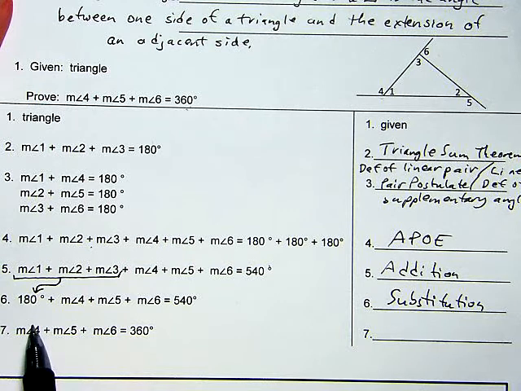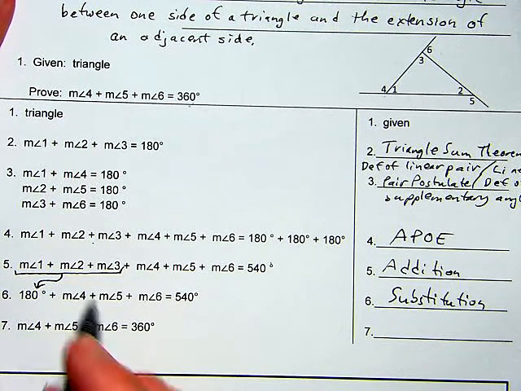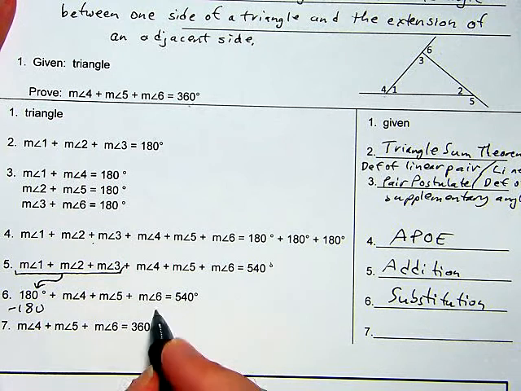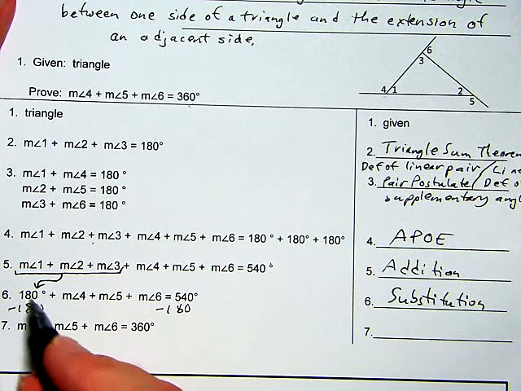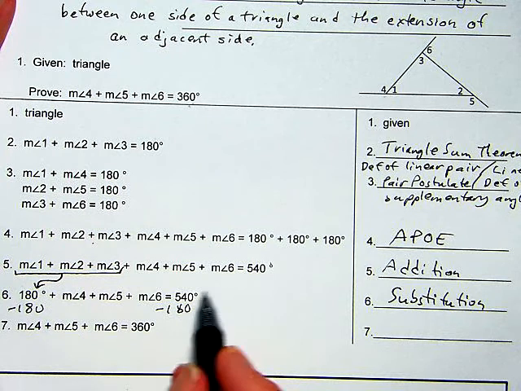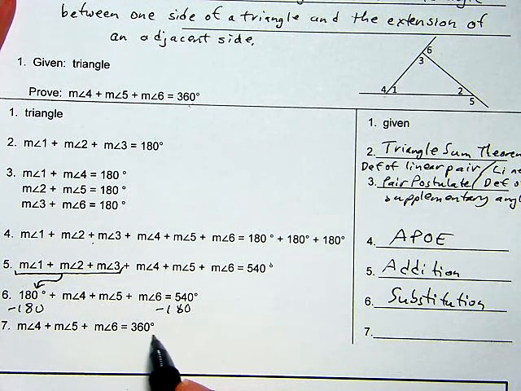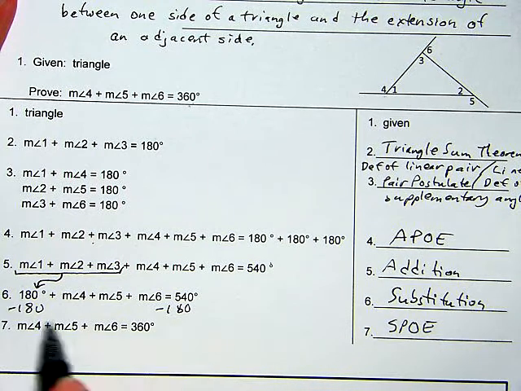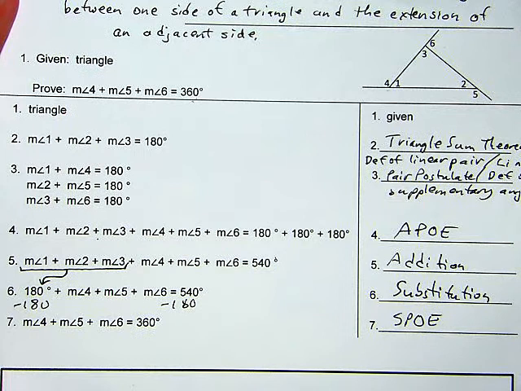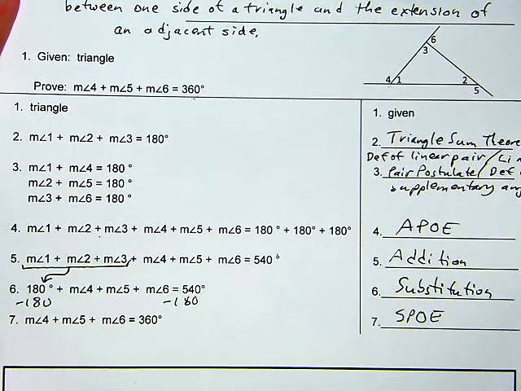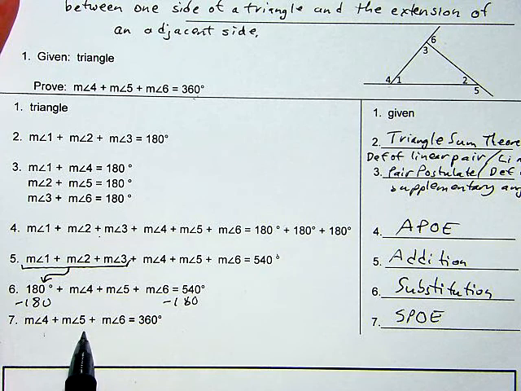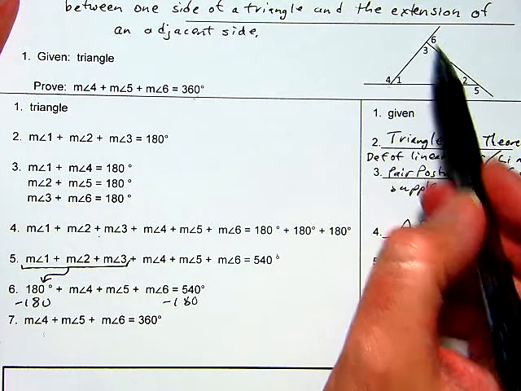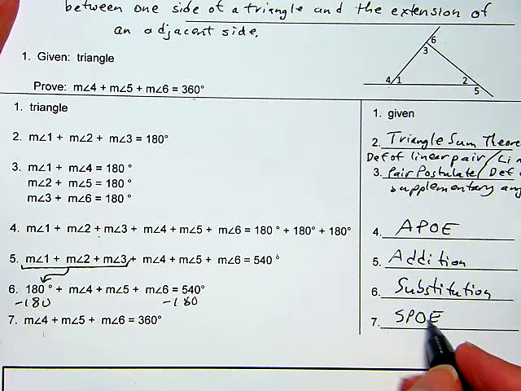And how do we get from 6 to 7? I hope you realize that we've subtracted 180 from both sides. So this 180 drops out, and 540 minus 180 is 360. So this has been done by using the subtraction property of equality. So we've subtracted 180 from both sides. And that leaves us with what it was that we were to prove. That the sum of the exterior angles, measure of angle 4 plus measure of angle 5 plus measure of angle 6, is equal to 360 degrees.